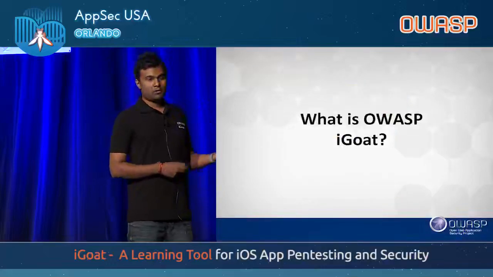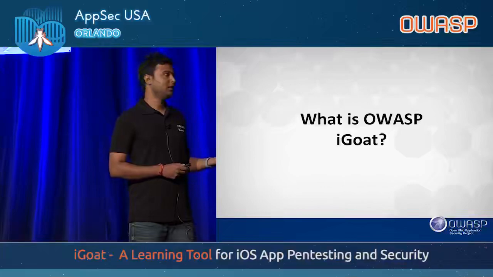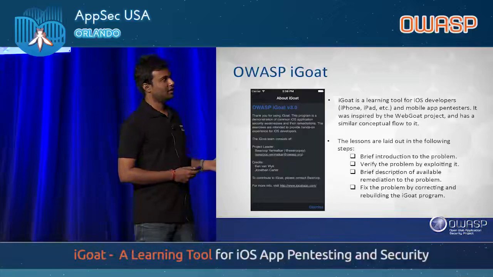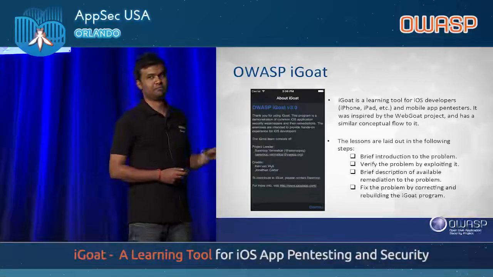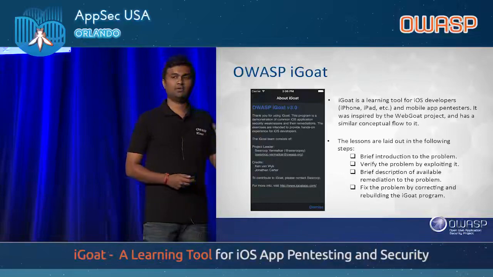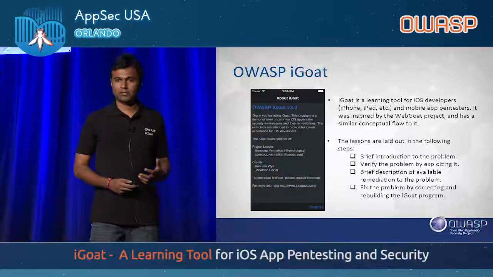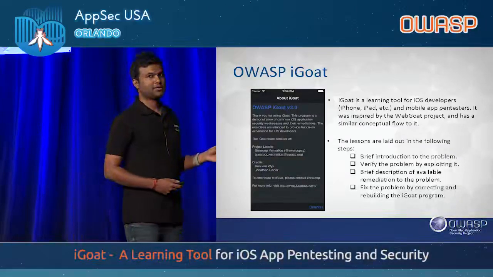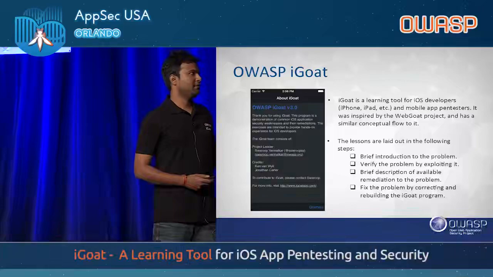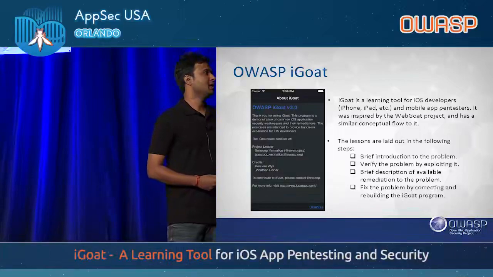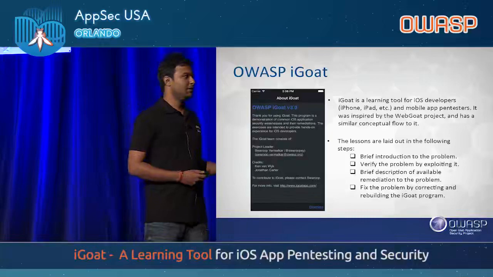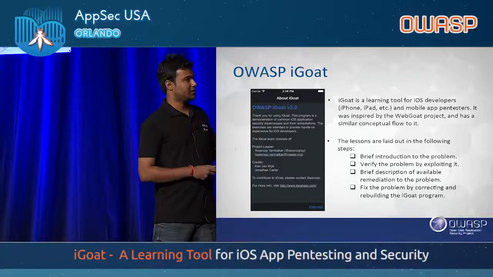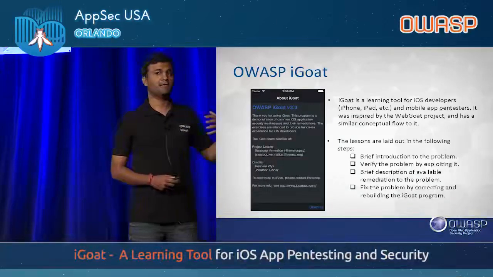Okay, here we go. What is OWASP iGoat? How are we helping on iOS security, and what is this project about? OWASP iGoat is a learning tool for iOS developers and mobile app pen testers. It was inspired by WebGoat. You might have heard about WebGoat. So it has a similar conceptual flow. It has lessons laid out in the following steps: a brief introduction to the problem, verifying the problem by exploiting it, a brief discussion of available remediation, and fixing the problem by correcting and rebuilding the code, because this project has both the attack and how to fix the issues.